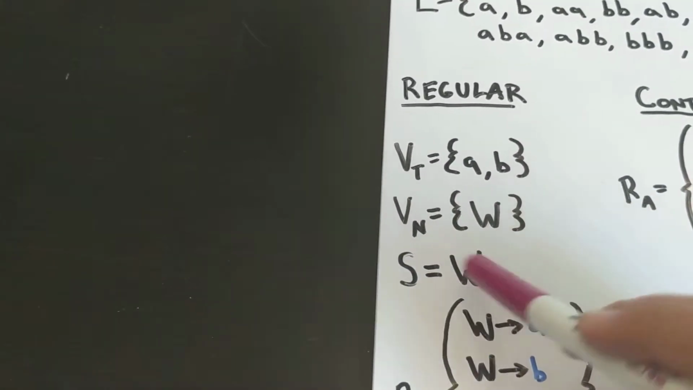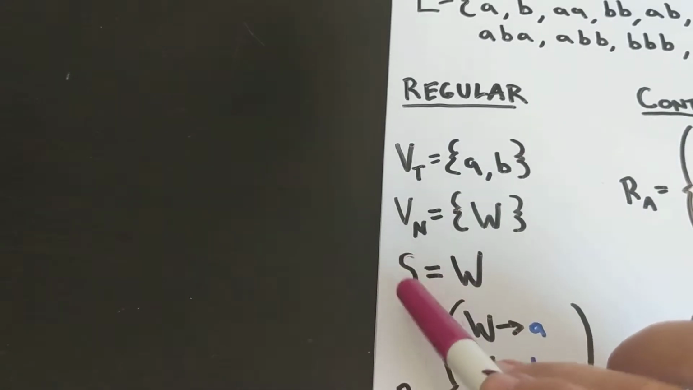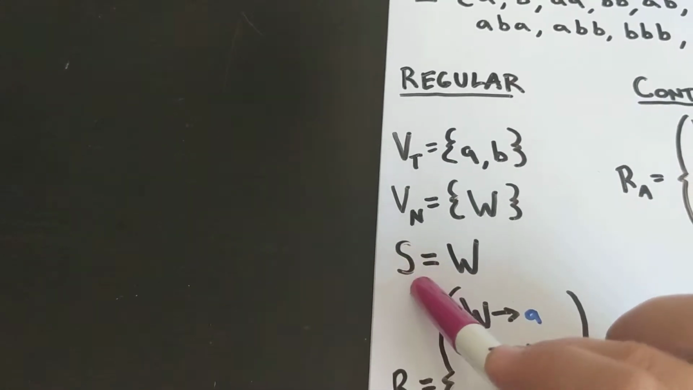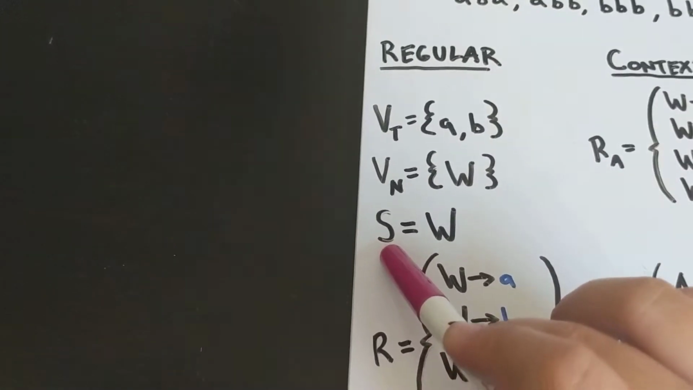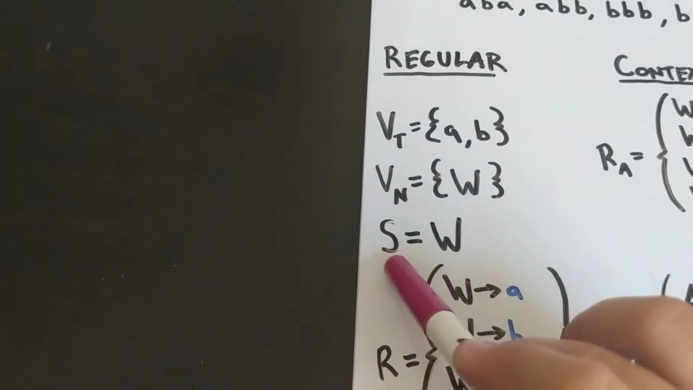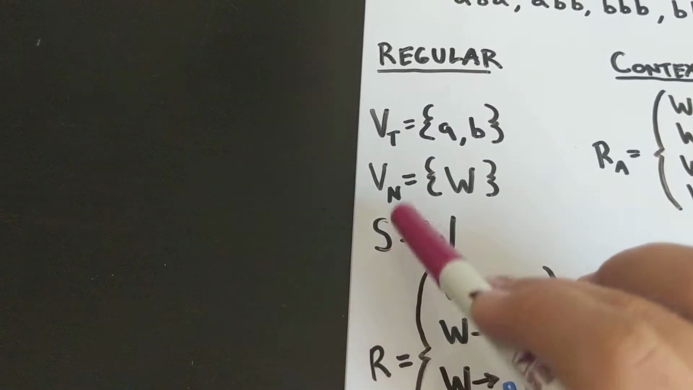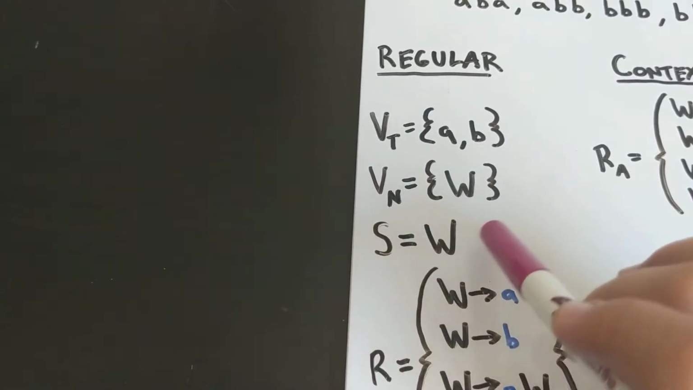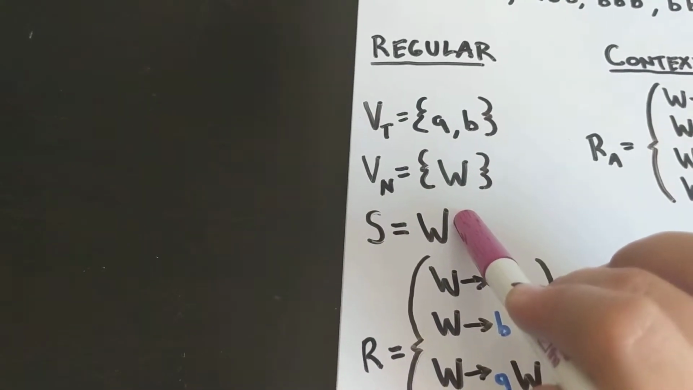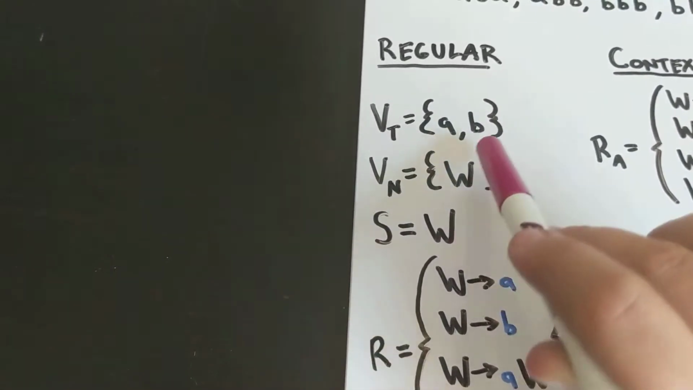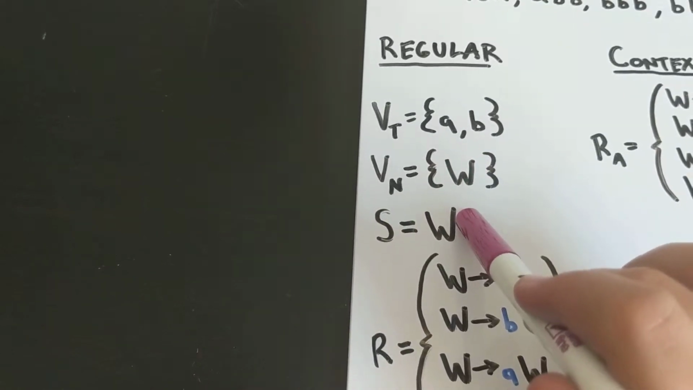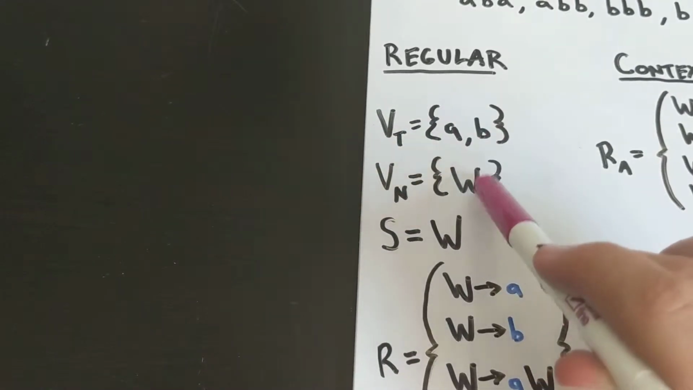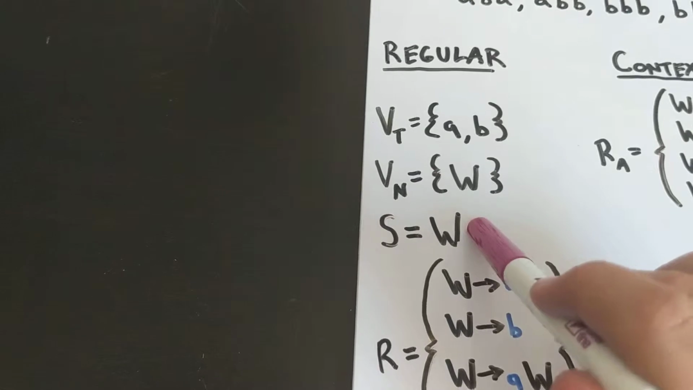Then every grammar also has one of those non-terminals called out as your start symbol, right? This basically means it goes at the top of each of your trees when you're building a language. And our start symbol for this regular language is going to be the only member of set N we have, which is W. So that's going to be our start symbol.